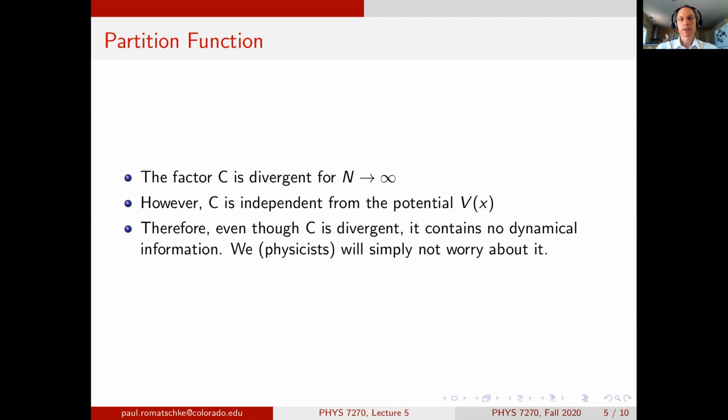As a physicist, it is possible for us to just ignore the fact that C is divergent since it's just a constant, and we will not worry about it. In fact, many people just don't even bother to write down the factor C in front of the path integral.